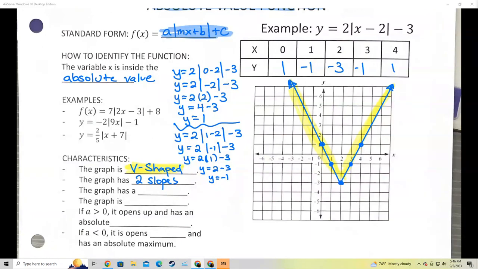What else? Just like before, this thing does have a vertex. The vertex is either the highest point or the lowest point of your graph, depending on whether the graph is pointing up or down. In this case, it looks like there's a lowest point on the graph, so my vertex must be here.